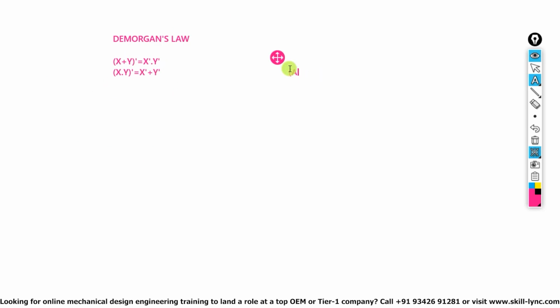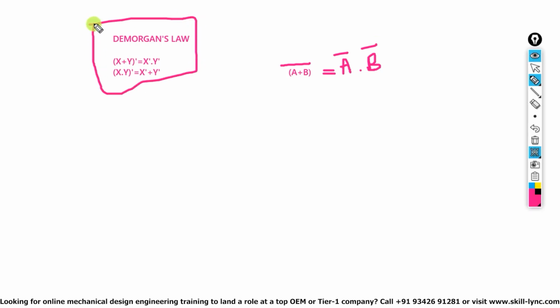For example, you are getting (a plus b) whole bar, you will simply get a bar into b bar. Whenever you have a combined inversion, you can split it using the individual complements with a sign change. If it is an OR, you will get AND, and if you have an AND inversion, you will convert it to OR. This is a very important DeMorgan's theorem because you will use it again and again. (x plus y) whole bar equals x bar into y bar, and (x into y) whole bar equals x bar plus y bar.